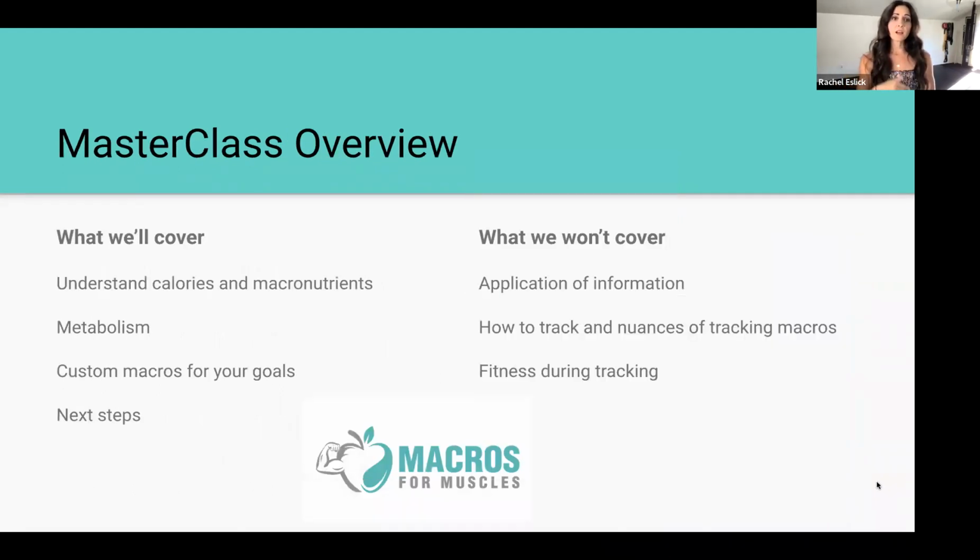All right, here's what we're going to cover today. On the left is what we're going to cover. We're going to have a better understanding of calories and macronutrients, metabolism, and then I'm going to take you through how to use macros for your goals.